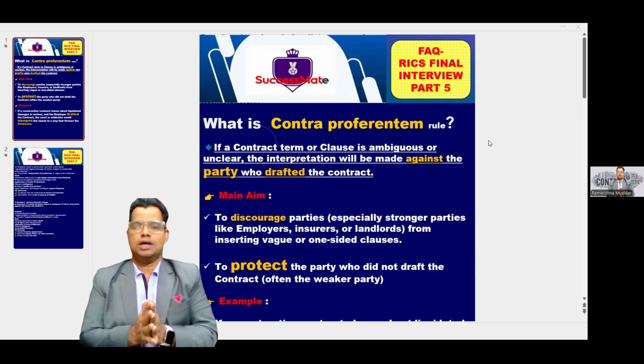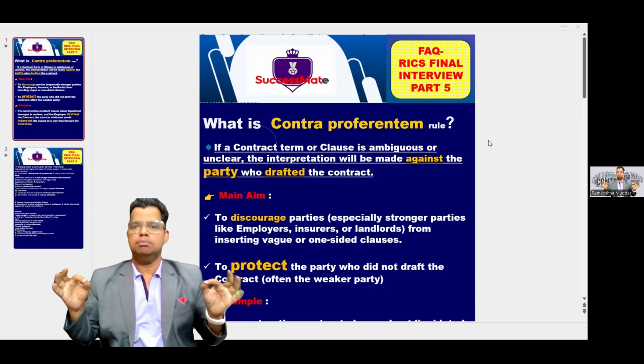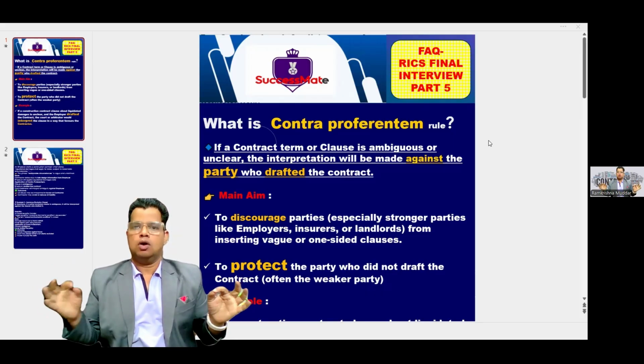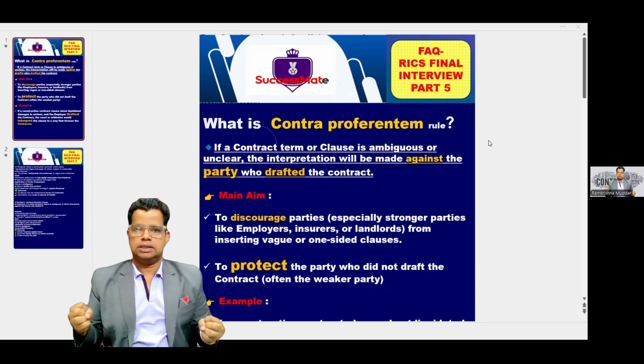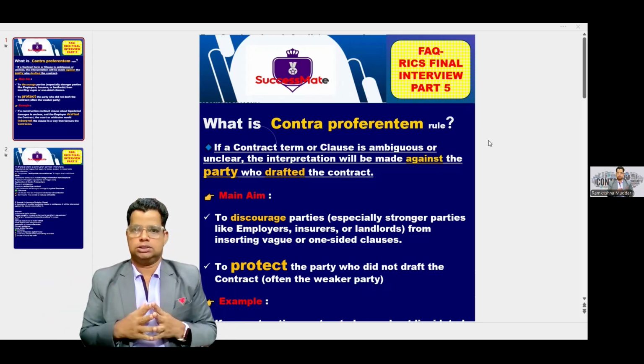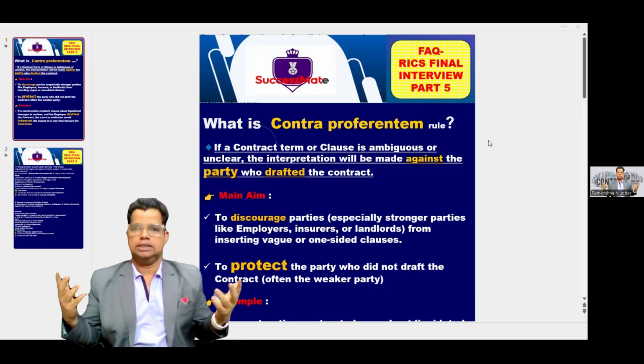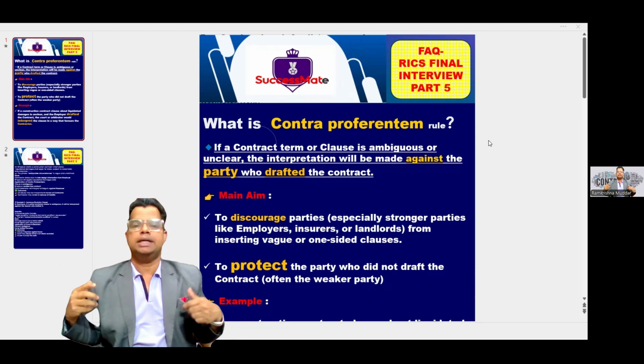Here today we are going to learn what is the Contra Proferentem rule. What is the Contra Proferentem rule? What does this mean? If a contract term or clause is ambiguous, if it is not clear, then the interpretation will be made against the party who has drafted the contract.